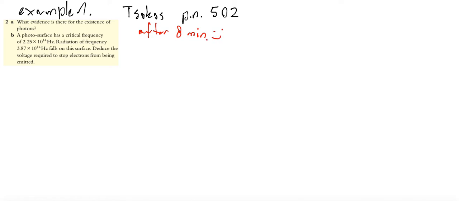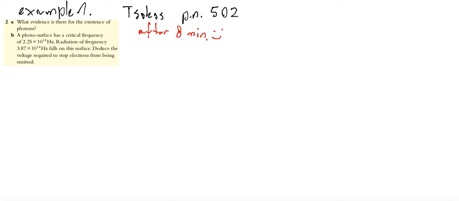Okay, so what about A? What evidence is there for the existence of photons? The photoelectric effect, yes? The photoelectric effect is one which can be explained only by using the model of light as a stream of photons, okay? The photoelectric effect cannot be explained by the wave nature of light. It can be explained only by photons, so the photoelectric effect.